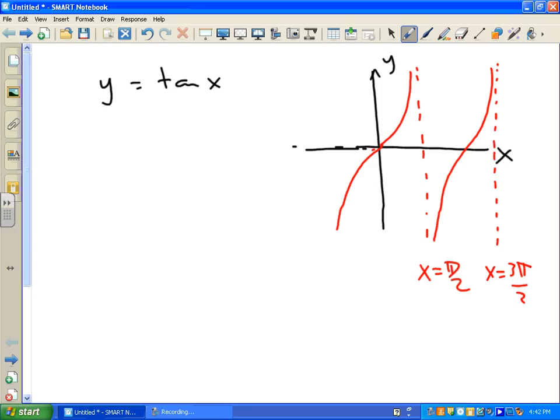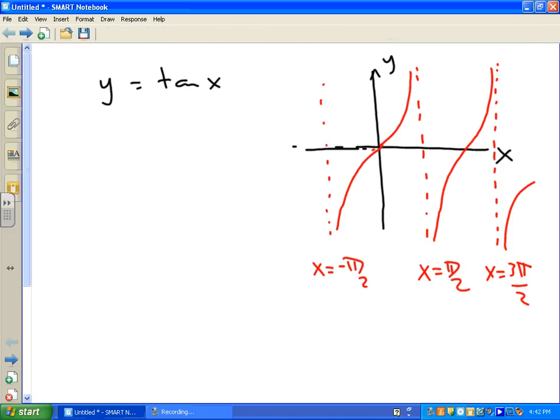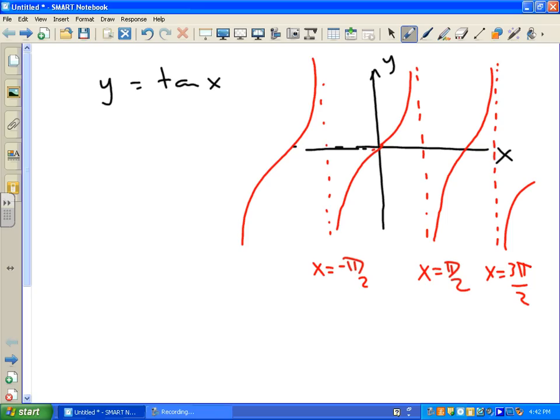So at 3 pi over 2, there's a branch. Another asymptote at x is negative pi over 2. There's a branch over here. And another asymptote at x is negative 3 pi over 2, and so forth. Okay. Notice that in this graph, you should be able to identify the zeros. The zeros occur at pi, 0, negative pi, and so forth.